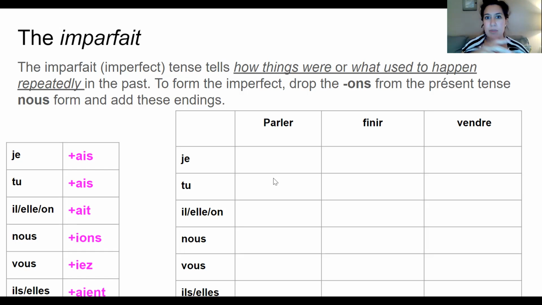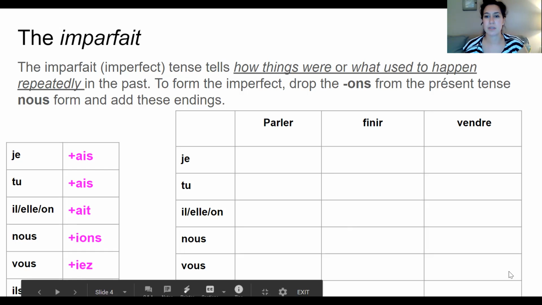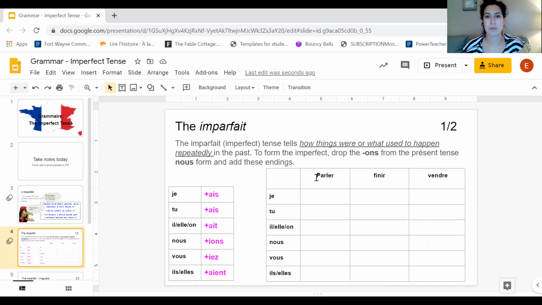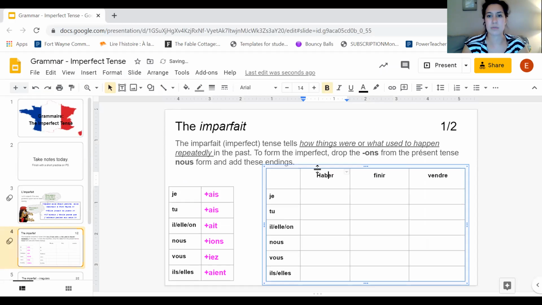I could have changed this one to habiter. Actually, I'm going to change it to habiter because habiter is one that we've been using. So I'm going to change this as I'm doing this video with you. This is what we would do in class. All right, so let's take habiter, which means to live, right?